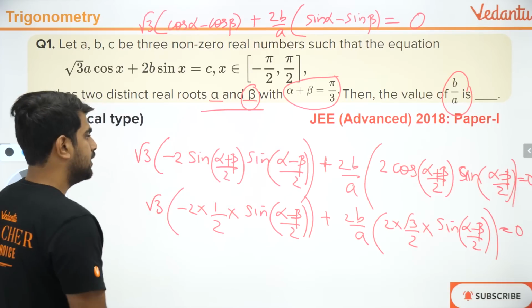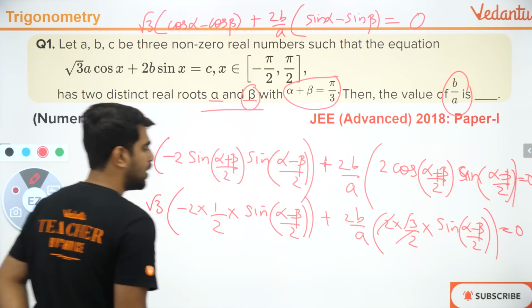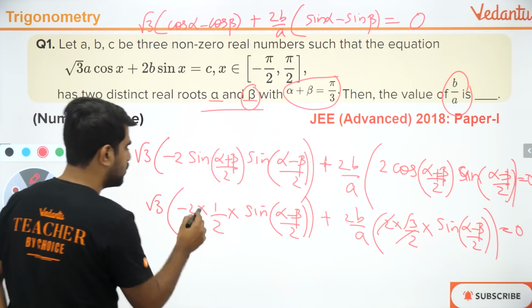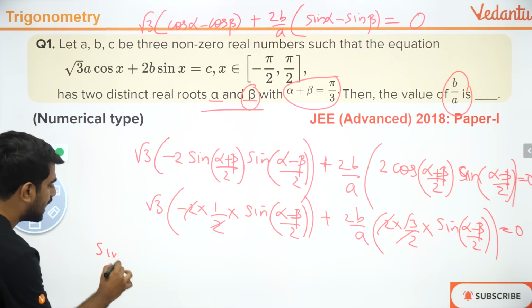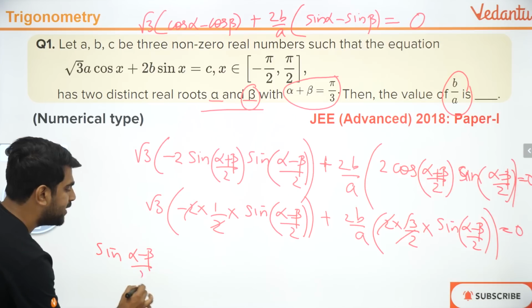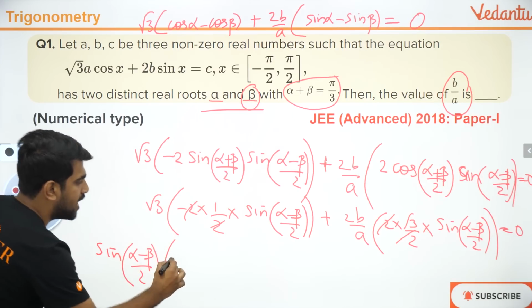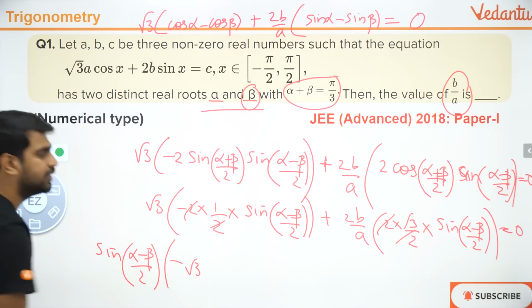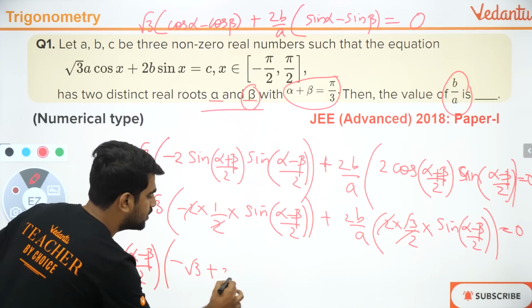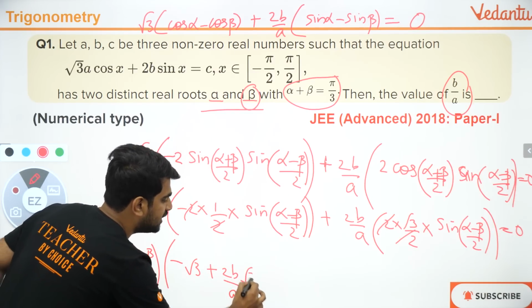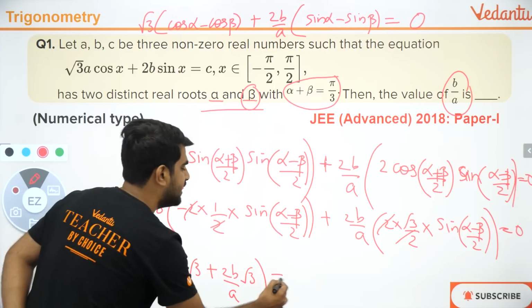Okay. Now guys, I will cancel this root 2 and I'll cancel the 2 and 2 and the 2 and 2 over here. So what am I left with? I have sine of alpha minus beta by 2 common. In the first one, I have minus root 3 left out. And in the second one, I have plus 2b by a root 3 left out. And that is equal to 0.